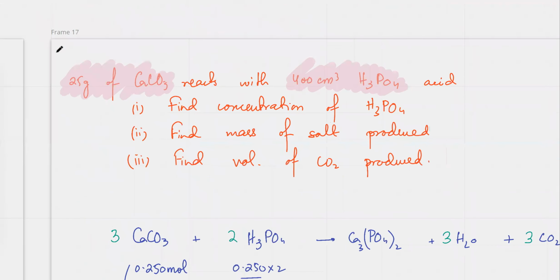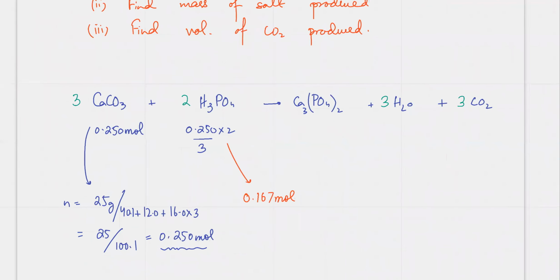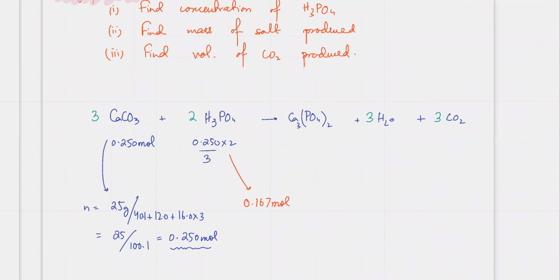Let me fix the accuracy a little. I'm going to change this to 25.0, so that our accuracy is not disturbed. So my numbers cannot exceed 3 significant figures now, because my original numbers are accurate up till 3 significant figures.